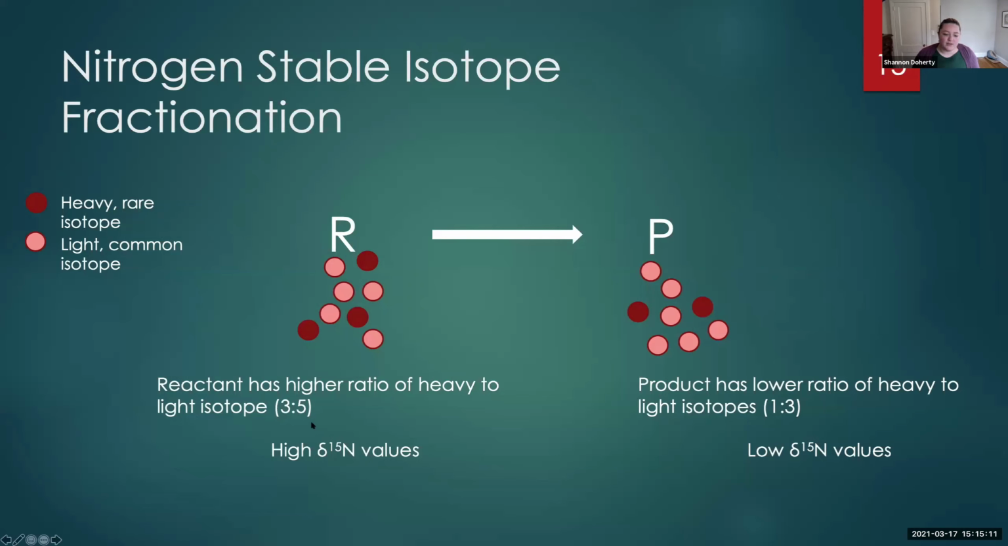And when we measure isotopes, we use delta 15N values in the case of nitrogen, and this is just the ratio of nitrogen-15 to nitrogen-14. So this would result in a reactant having high delta 15N values and a product that would have low delta 15N values.